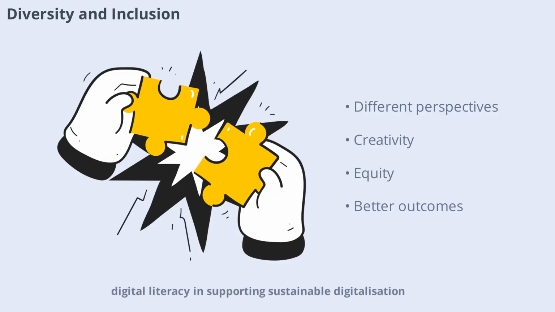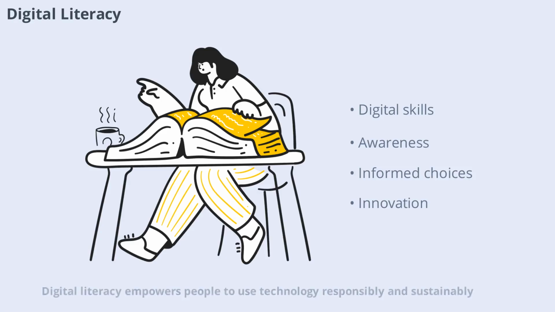Next, we'll look at the role of digital literacy in supporting sustainable digitalization. Digital literacy empowers people to use technology responsibly and sustainably. Education programs that teach digital skills and environmental awareness help users make informed choices. Digital literacy also supports innovation and adaptation to new technologies. By investing in digital education, we can build a more sustainable and inclusive digital society.